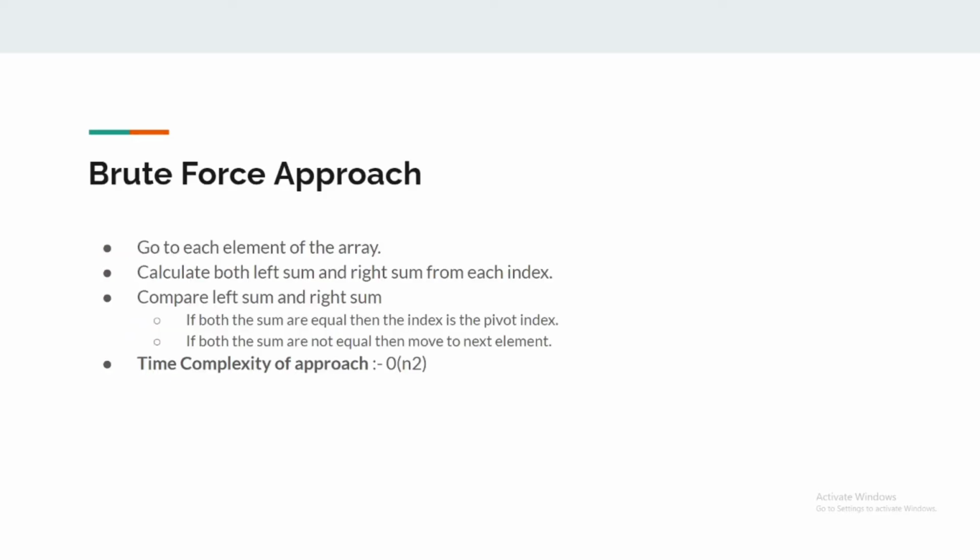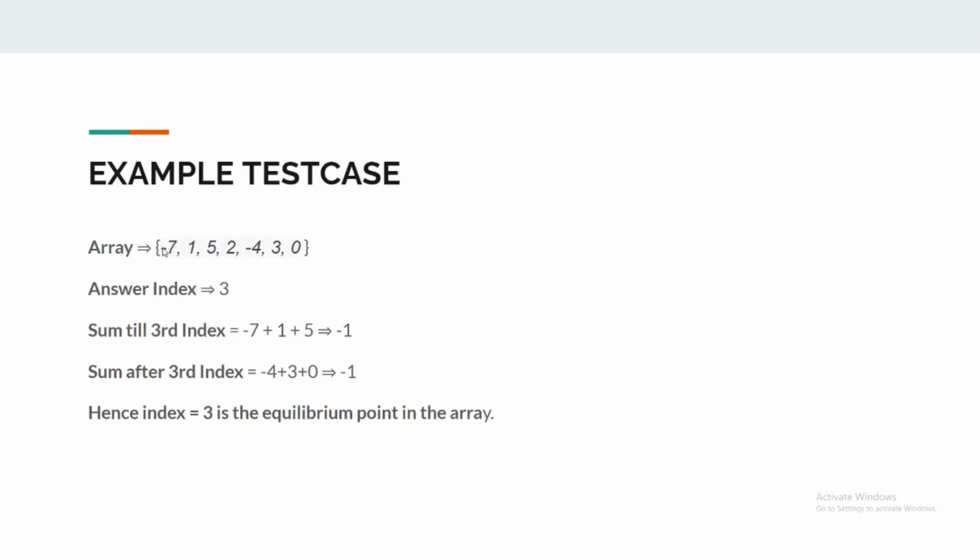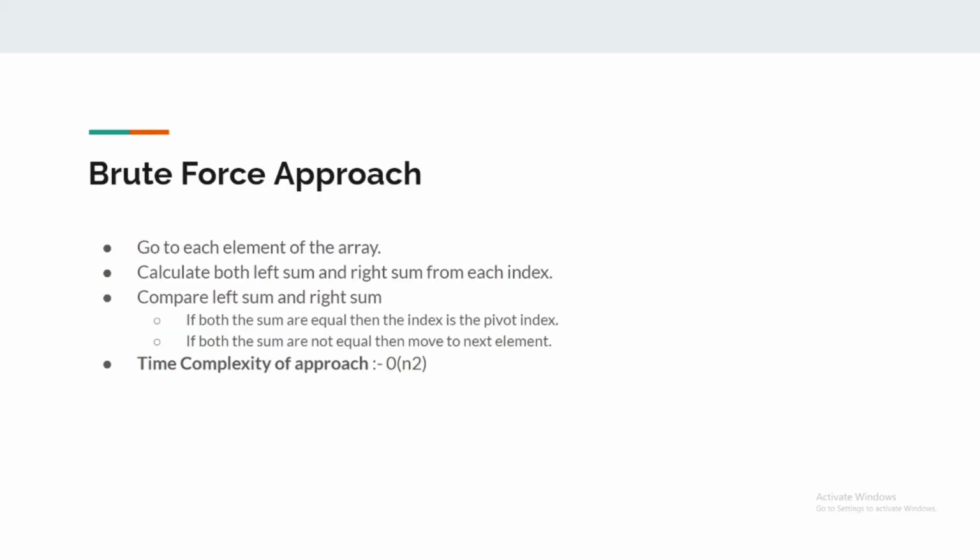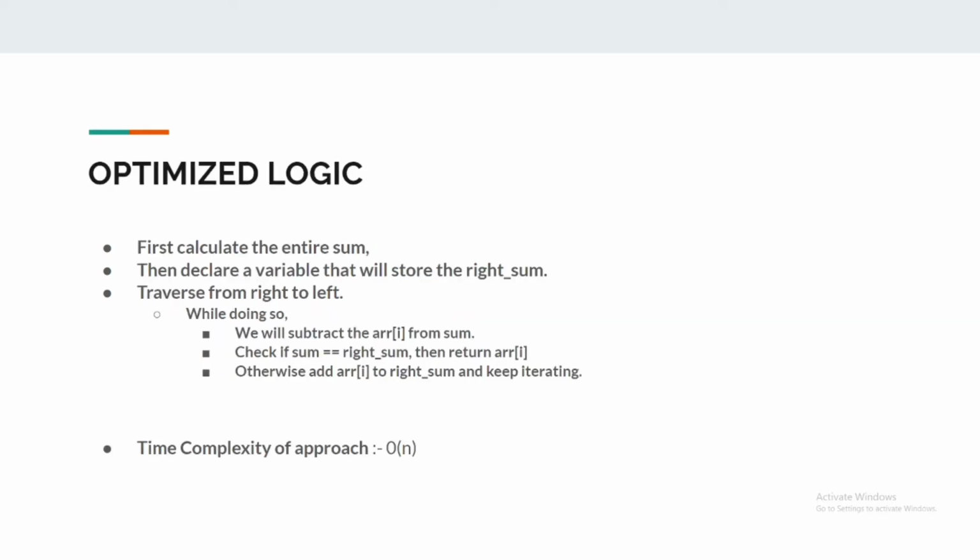The brute force approach that you might be thinking is that you are given an array, you can traverse through the array, go to each element and then calculate the left sum and right sum for that particular element. If they are equal, just print it. If not, move to the next element. This can be a good possible solution, but it will have a time complexity of O(n square), which is bad, and this question is designed to be solved in O(n) time. So let's look at the optimized approach to this question.